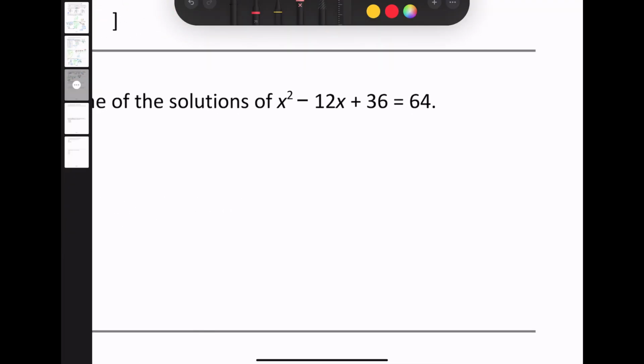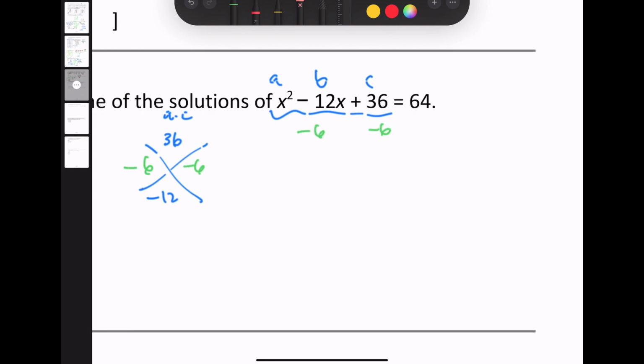Okay, this is already factored for us, so I just need to factor it. A, B's, and C's, A times C. It's going to be 36. B value is negative 12. My two numbers are going to be 6 and 6. They're the same expression, so I could put those together. Perfect square trinomial.